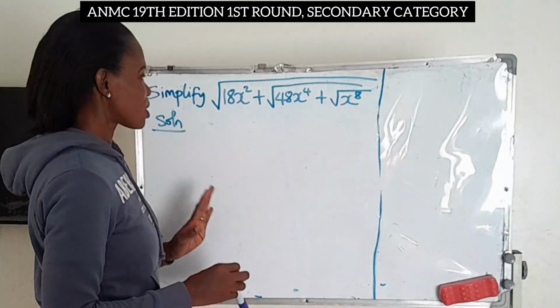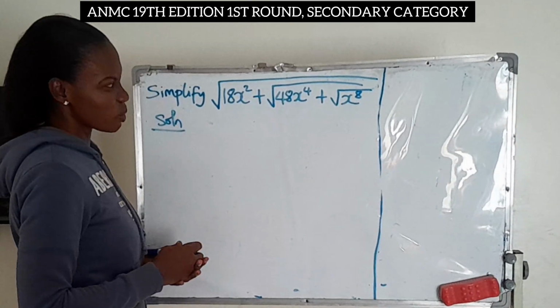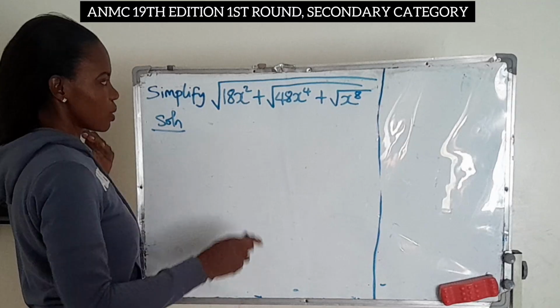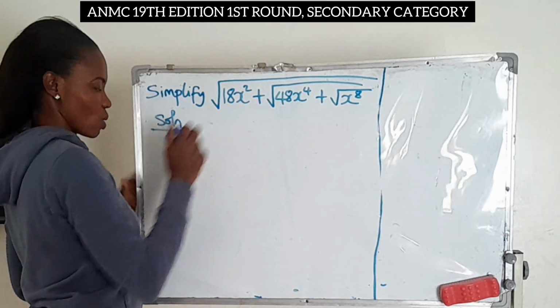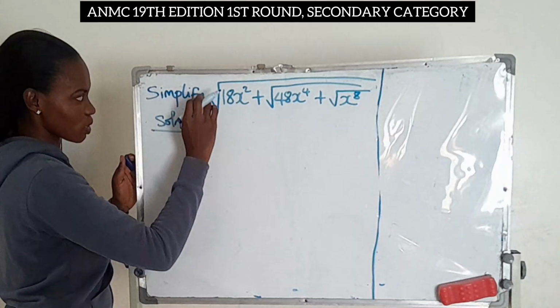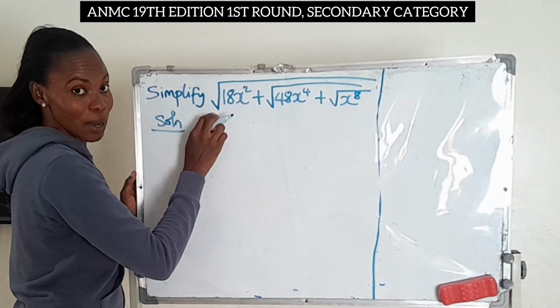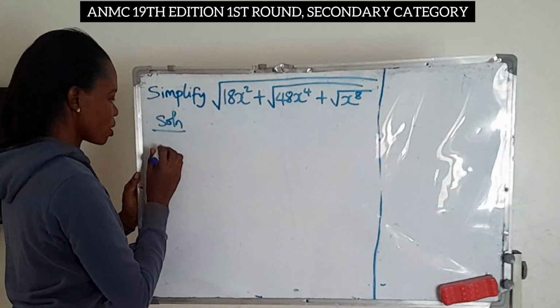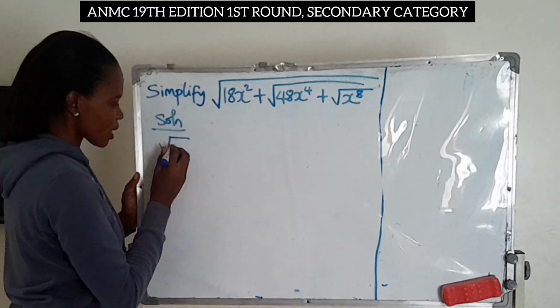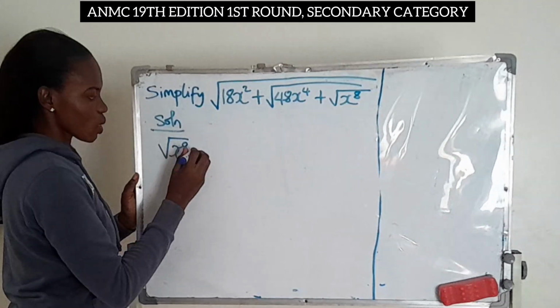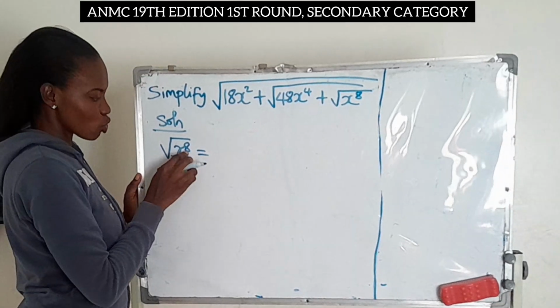To solve this one, this square root problem, we'll start from the smallest, the innermost one, that is this one. We're doing it and we're coming out till we get to the outermost part. So we'll start with this. The square root of x raised to power 8. So what I will do is to make this 8.